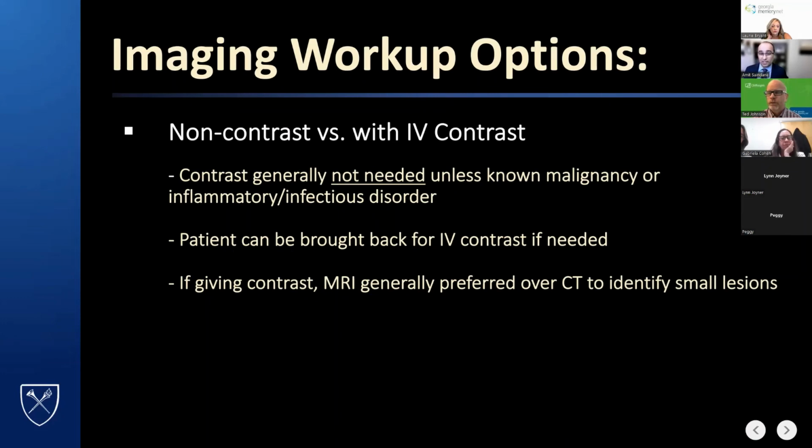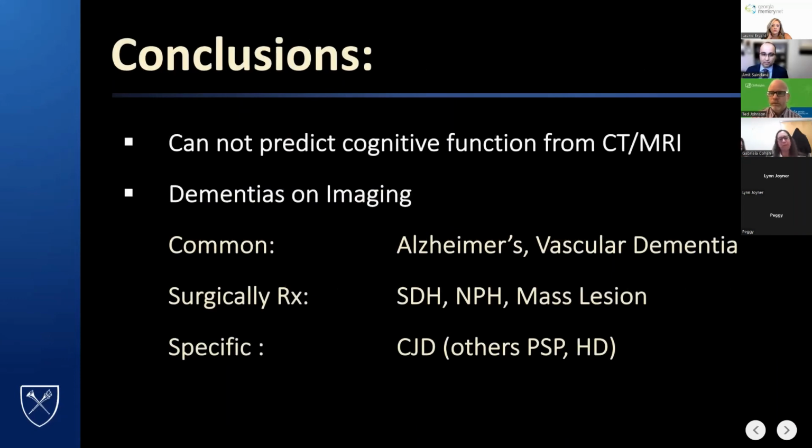If you're going to be giving contrast, I would go the MRI route. You're going to be able to see things much more sensitively on MRI, including contrast enhancing lesions. So if you're going to go through the trouble of giving contrast, do an MRI. But again, it's really not necessary for most indications.